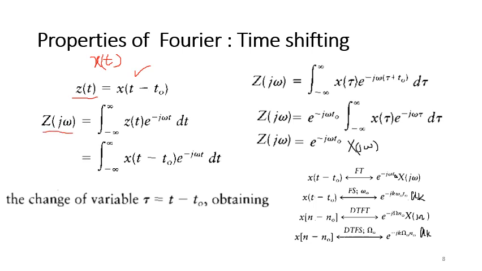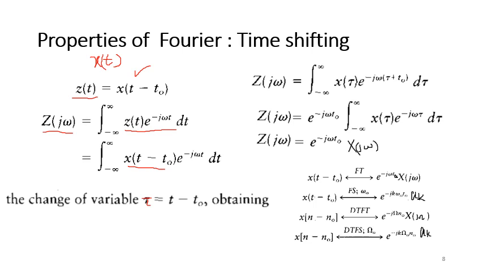So Fourier transform is basically integration from minus infinity up to infinity. Hope you understand all these equations. Now, because the input z of t is basically equal to x of t minus t naught, replacing its value here, we do the change of variable, and we say, okay, tau equals t minus t naught, right?